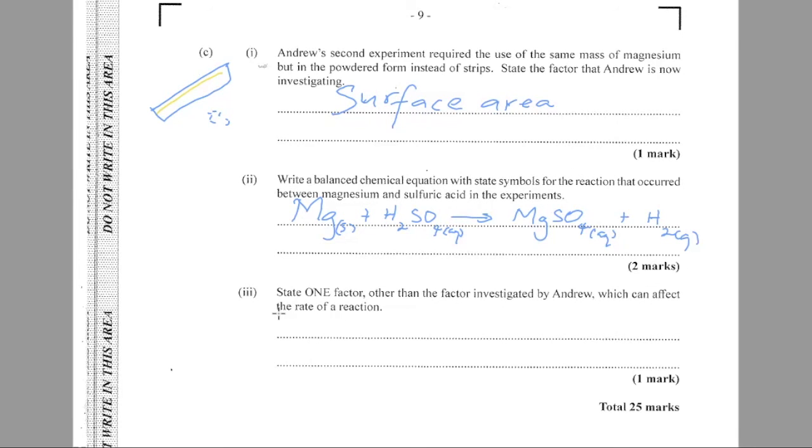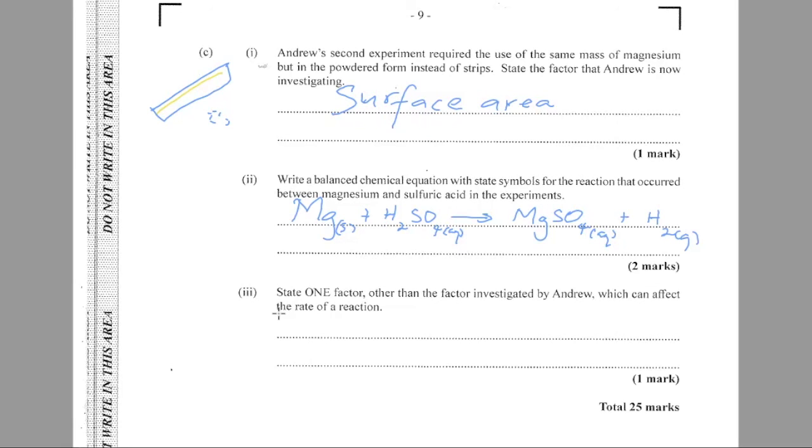So for the last mark, to top this up for 25 out of 25, state one factor other than the factor investigated by Andrew, which can affect the rate of a reaction. And please notice they did not give us any clue here. So we can't use surface area from C1 above. We'd have to state any of the other factors that could affect the rate of the reaction in this case. And we're looking at the reaction that Andrew is looking at, magnesium and sulfuric acid.